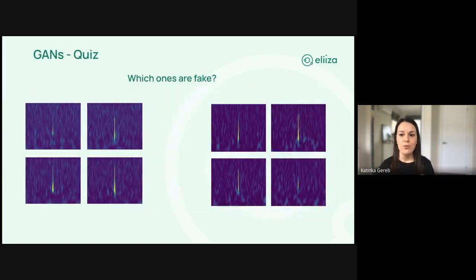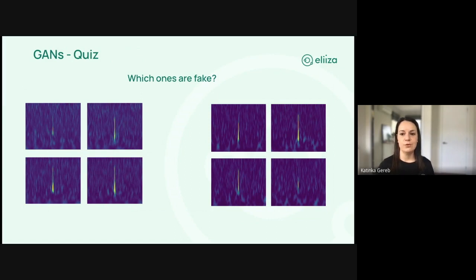And now you at home or in front of your computer, you're going to help me decide how good these images are, because we are going to do a quiz. So I want you to have a look at the images on the left and on the right and choose which ones you think are fake. So I will give you a few seconds and decide in your head which ones are fake, images on the left or images on the right.